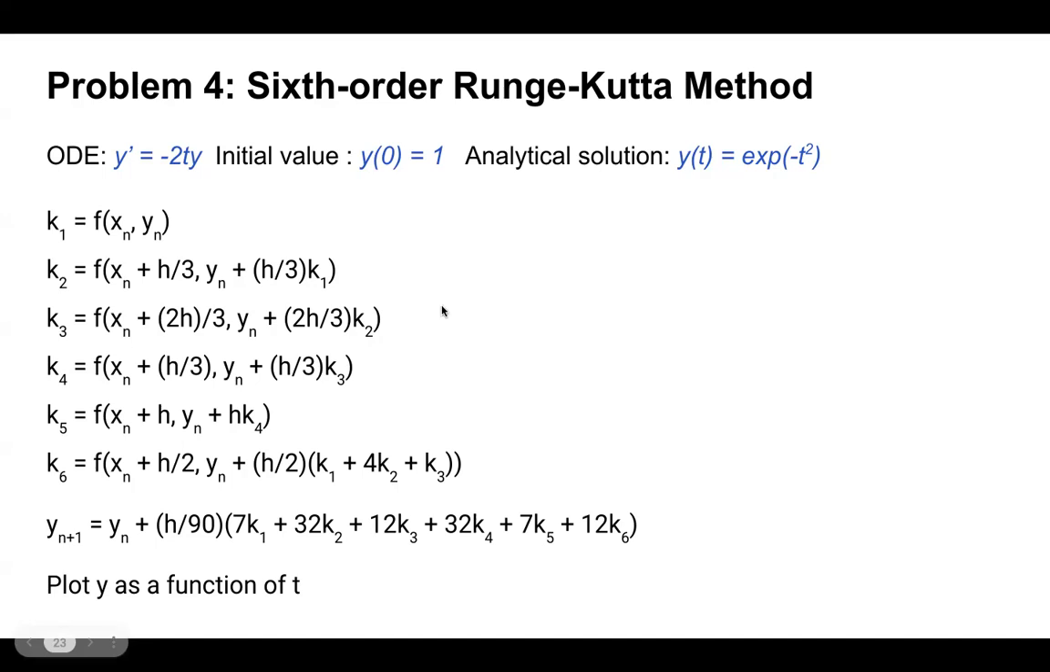What you have to do is, the function is minus 2ty, and the initial condition is when t equal to 0, y is equal to 1. This is the exact analytical solution. Try to plot y versus t for this Runge-Kutta sixth order method. We don't usually use this method even though Runge-Kutta is similar to RK4. I'll give you some time. Try to do this and then we'll discuss the answer.